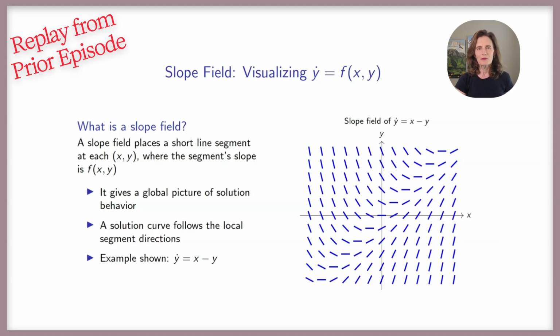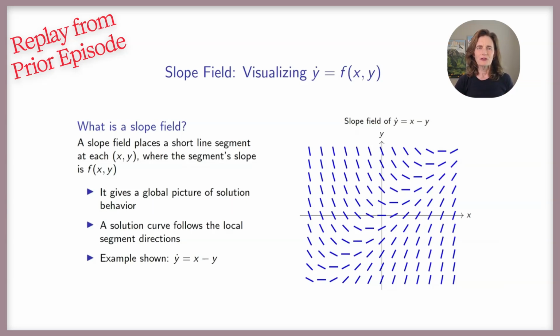A slope field is a way to visualize a differential equation of the form dy/dx equals f of xy. I use the shorthand y dot to denote dy/dx. At each point xy, we draw a short line segment whose slope is f of xy. This gives you a global picture of how solutions to that differential equation behave. If you were to place a solution curve on this picture, it would follow the directions of these line segments.